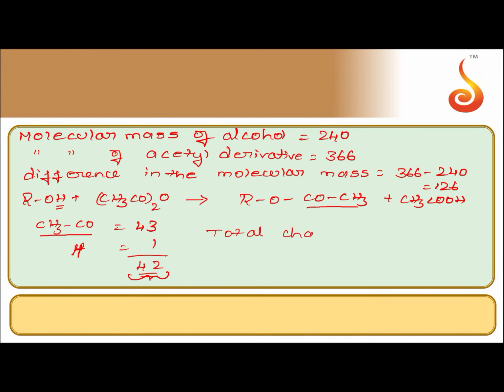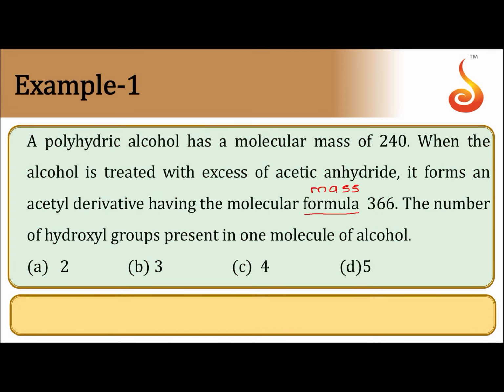Okay. But what is the total change here? Total change in the molecular mass is 126. Change in molecular mass per one alcohol, for one OH group: if there is only one hydroxy group, the change in molecular mass is 42. So how many hydroxy groups are there? 126 divided by 42. That is 3. Means the polyhydric alcohol is having 3 hydroxy groups. Let us check. So B is your answer.